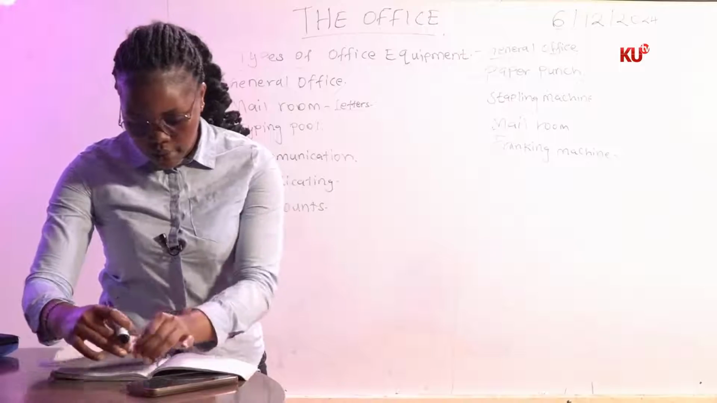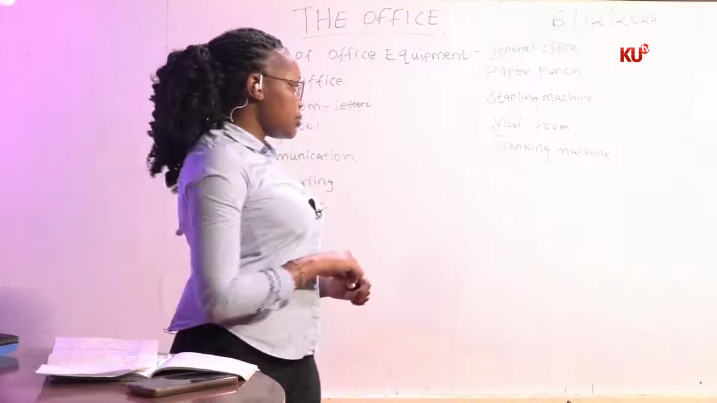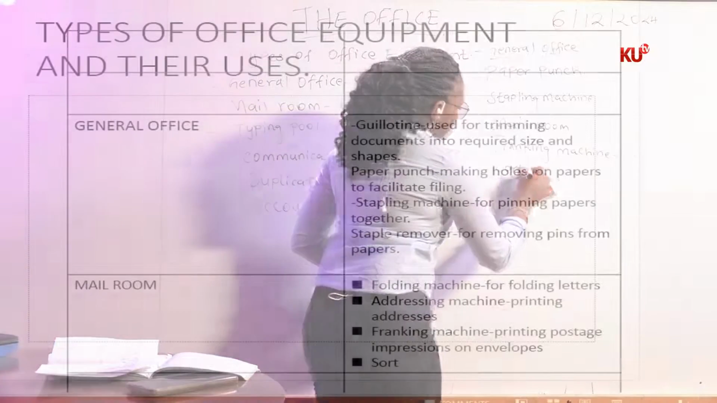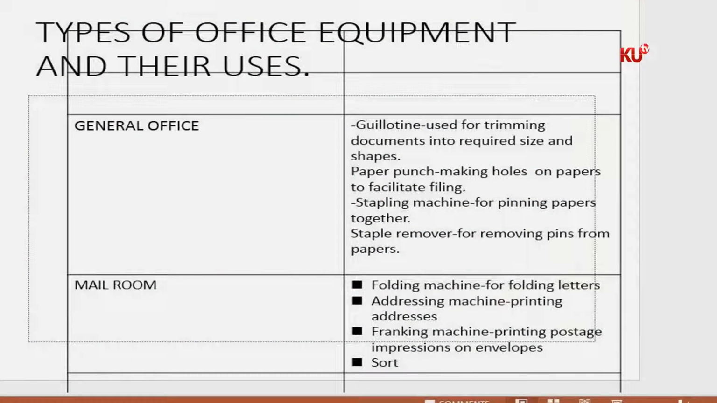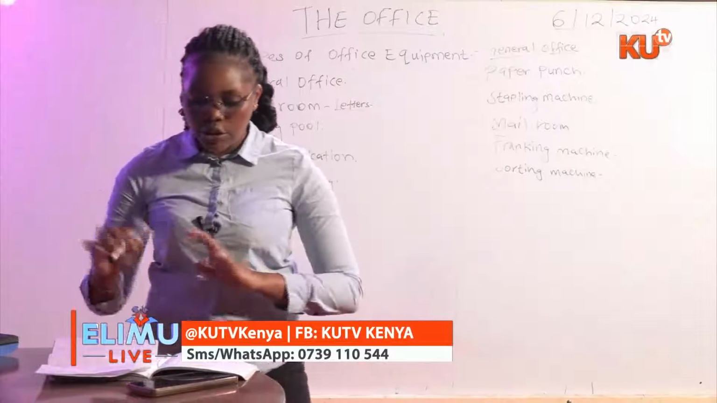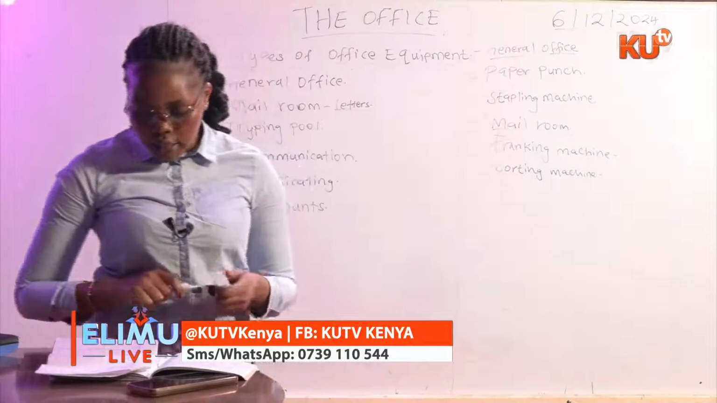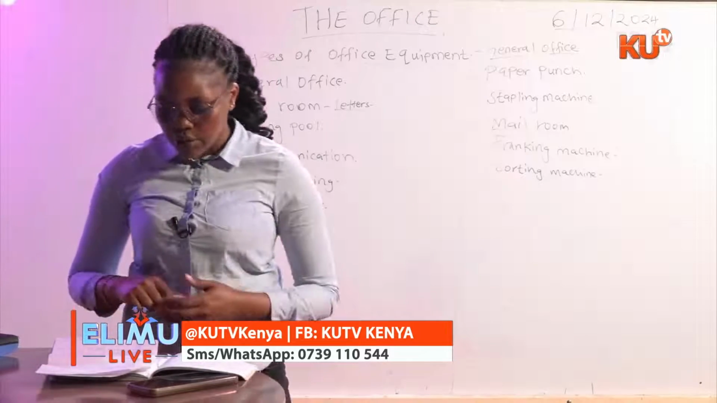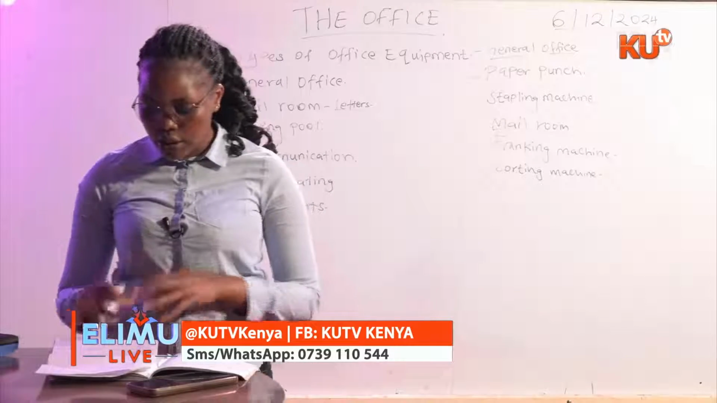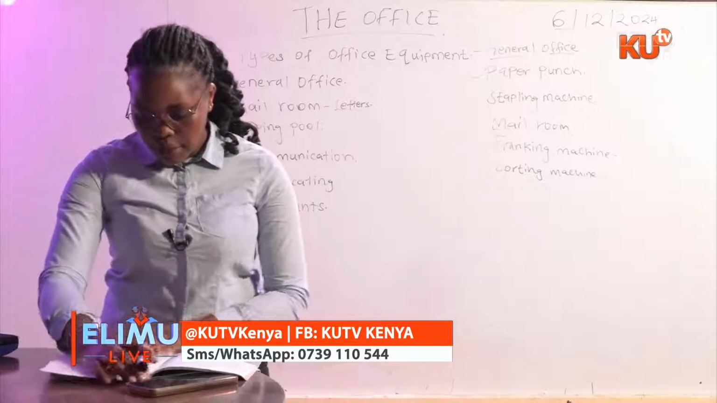Then the next one, we have a sorting machine. This one is a machine that is used to sort letters that have been sent, that have been mixed up. So it is used to sort letters and put similar ones together. So that one is the work of a sorting machine, sorting the letters that have been mixed up.